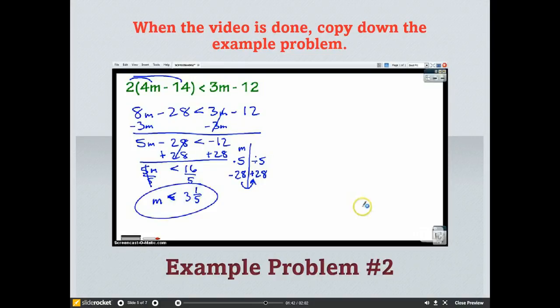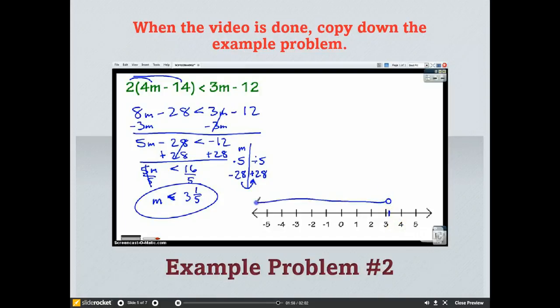So when I go to graph that, I need to graph everything below 3 and 1/5. And 3 and 1/5, I'm going to ballpark it. It's going to be right about there. So less than, but not equal to, which means I need an open dot at 3 1/5, and I want to mark everything less than that.